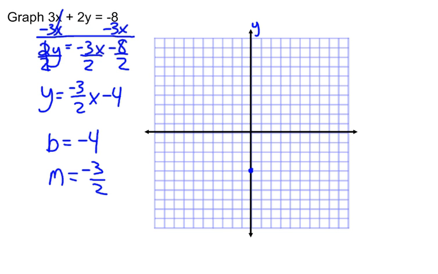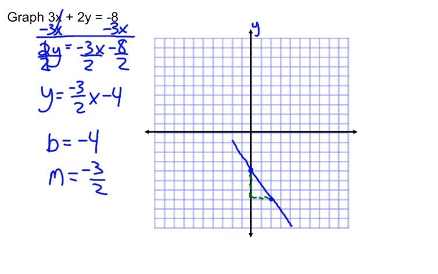Okay, now from that point, because our slope is a negative 3 over 2, we're going to go down 3. So 1, 2, 3, and then always to the right. And this time we're going over 2. And then we put our dot. Once we have that dot, now we can draw our line. And we have now graphed that line.